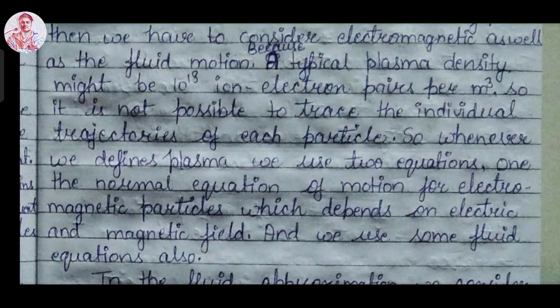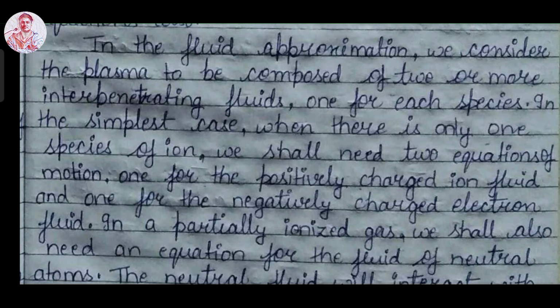One is the normal equation, which is the equation of motion for electromagnetic particles, which depends on both electric and magnetic field, and we use some fluid equations also. In the fluid approximation, we consider the plasma to be composed of two or more interpenetrable fluids. In the simplest case, when there is only one species of ion, we shall need two equations of motion, one for the positively charged ion fluid, one for the negatively charged electron fluid.